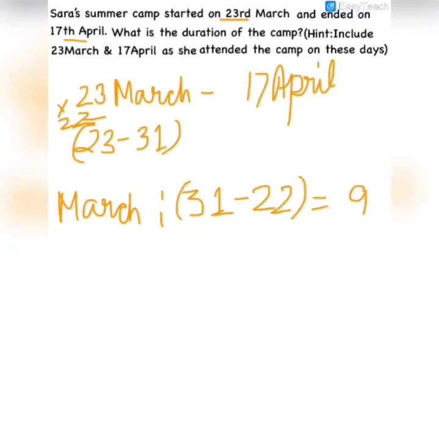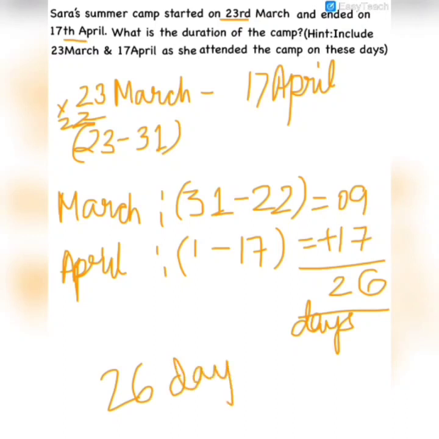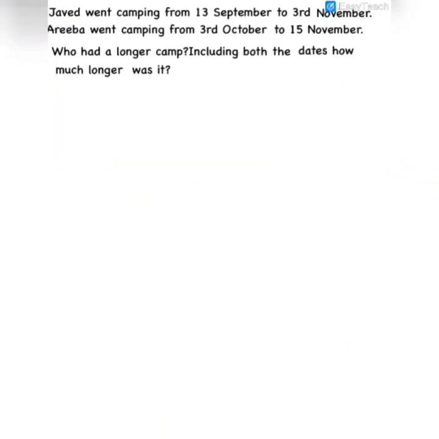So we have 9 days of March, and till 17th April means from 1st April till 17th April. So directly we can see it's 17 days. We don't need to count. Now we'll just add them up. So this will be 26 days. This is the answer. 26 days is the answer of this question.